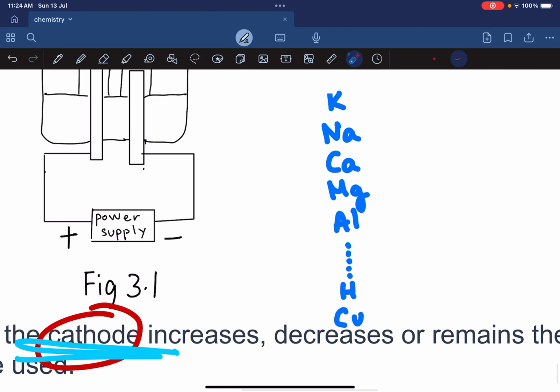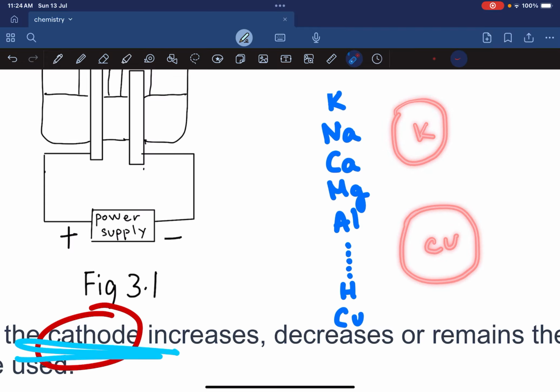I hope you guys know, the more below you are in the reactivity series, the more confirmation you have of getting discharged, because the more unreactive you are. And the more unreactive you are, the more easily you can gain those electrons to discharge yourself. Okay, this is potassium, and this is copper. Potassium is above in the reactivity series and copper is below in the reactivity series.